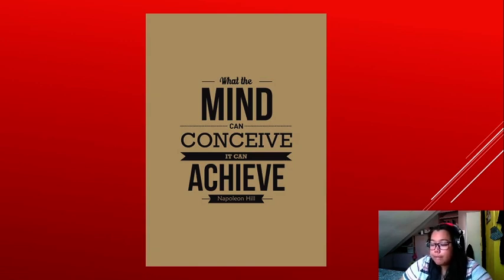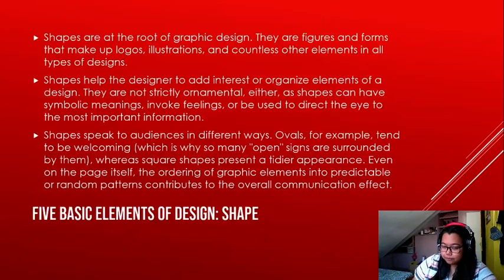Ganun. Kasi, you can have like a title, one for your title, one for your body, and then one for the highlighted parts of your system. Okay. So, second part is we have the shape. So, shape is like the root of graphic design, especially in creating user interfaces. Okay, so they are figures and forms that make up logos, illustration, and countless other elements in all types of design. So, shapes help the designer to add interest or organize elements of a design. So, they are not strictly ornamental either.